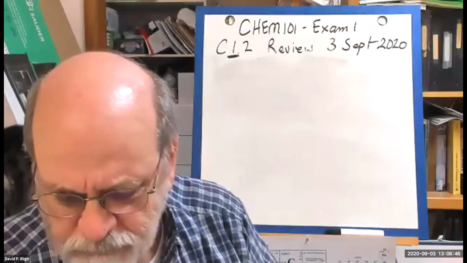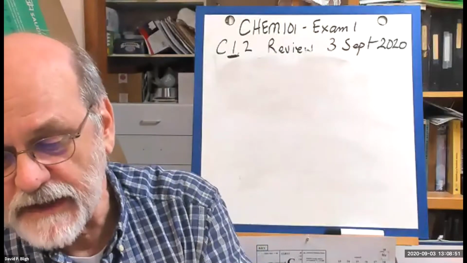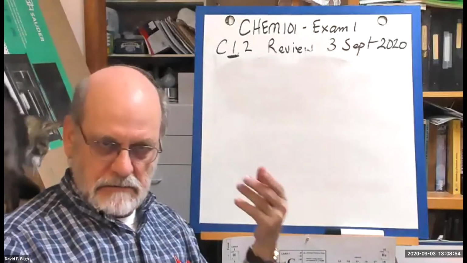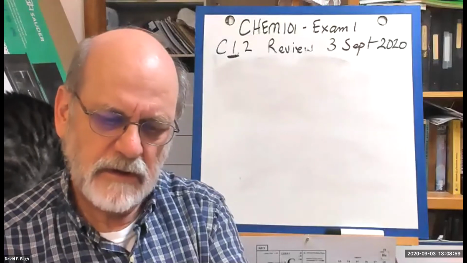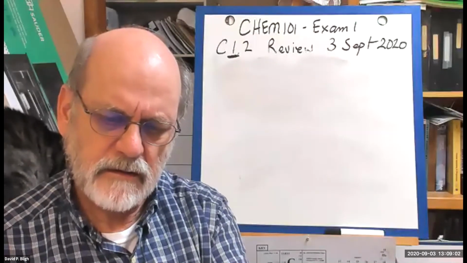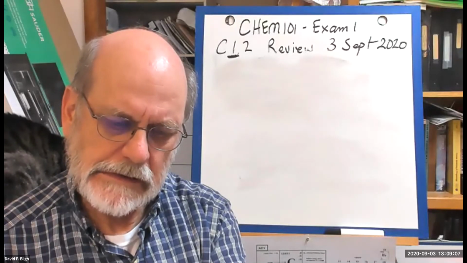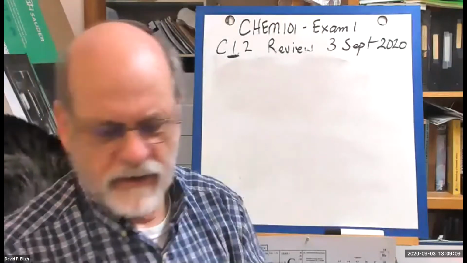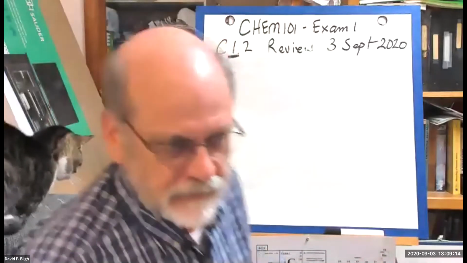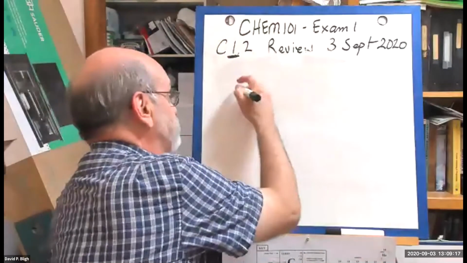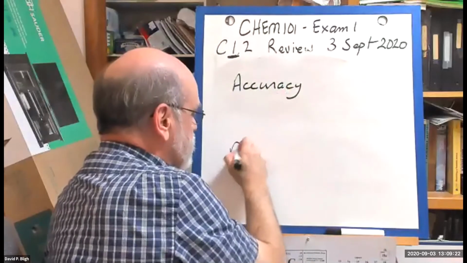All right, let's see. Okay, we can talk about the difference between, and this comes from question 10, but we'll expand on it. You know the difference? Well, you probably, the definition is easy. Accuracy versus precision.